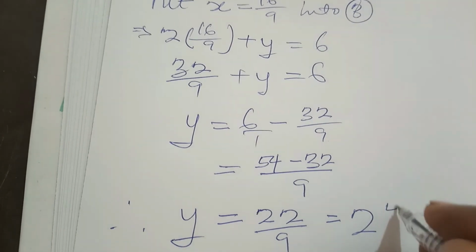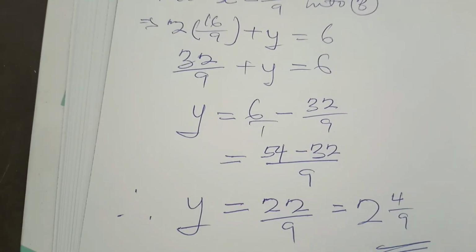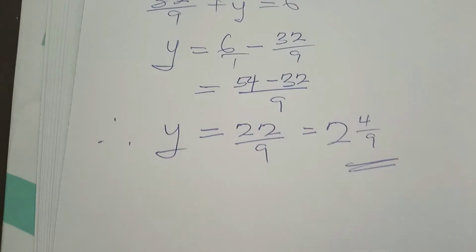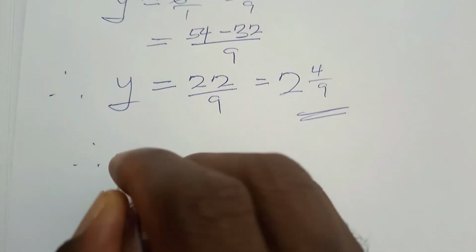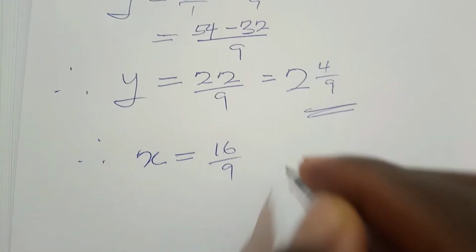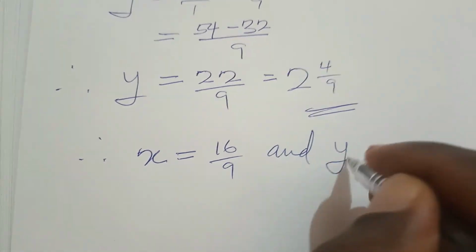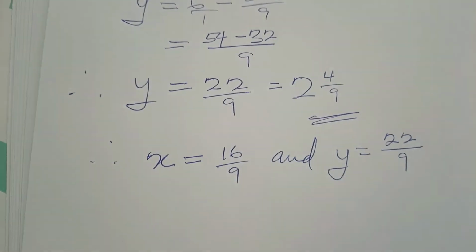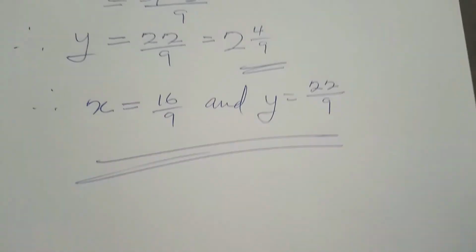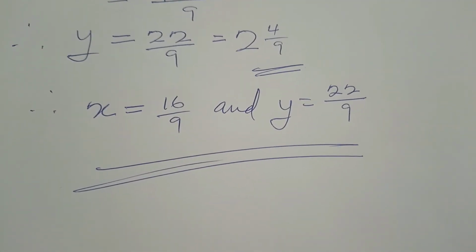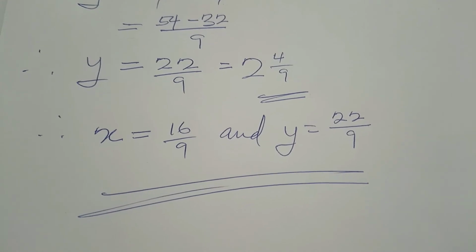We will therefore conclude that x equals 16 over 9 and y equals 22 over 9, or we can express them as mixed fractions or decimals. That one depends on whatever you want to do.